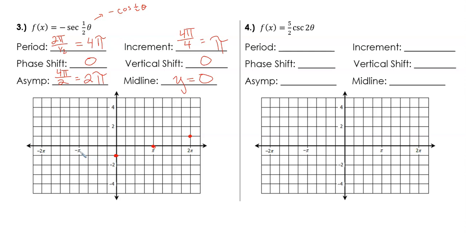And then from here, we're going to go back to pi. We're going to hit our midline. And then from here, we're going to hit our high point. So this is our cosine graph for negative cosine 1/2 theta. So then again, our midline points are our asymptotes. And then our parabolas go from here. And then this one opens down.